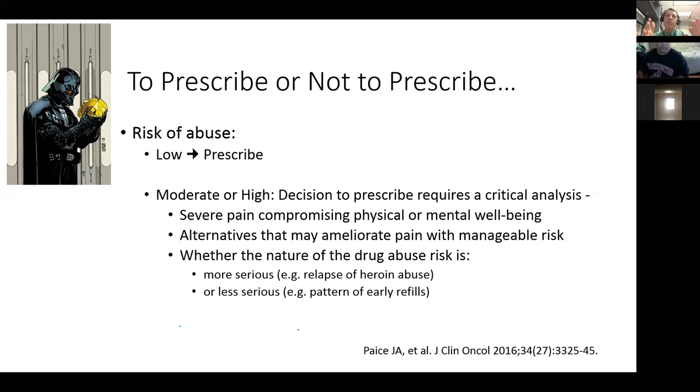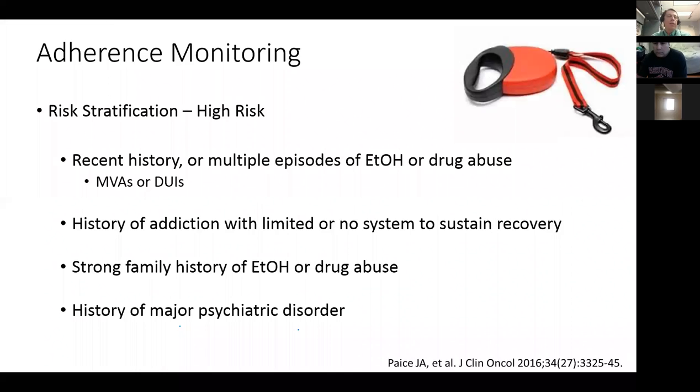And is the risk of drug abuse the more severe risk, where we're worried about relapse into heroin abuse or other significant opioid abuse, or less serious, where patients appear to be back into a kind of chemical coping mode? I like to think about working with high-risk patients in this stratification as getting the short leash out, where we have very close ongoing observation of what's going on.